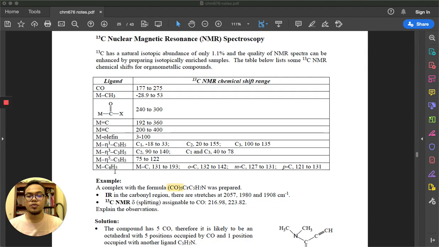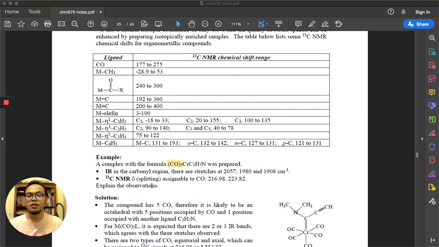And then you can see also for phenyl here, it can be 131 to 193, depending. So we have ortho, meta, and para here. Different positions will give you different chemical shifts. For ortho it is 132 to 142, for meta it is 127 to 131, and for para it is 121 to 131. I do not intend to elaborate further on this because I assume that everyone knows what ortho, meta, and para are.